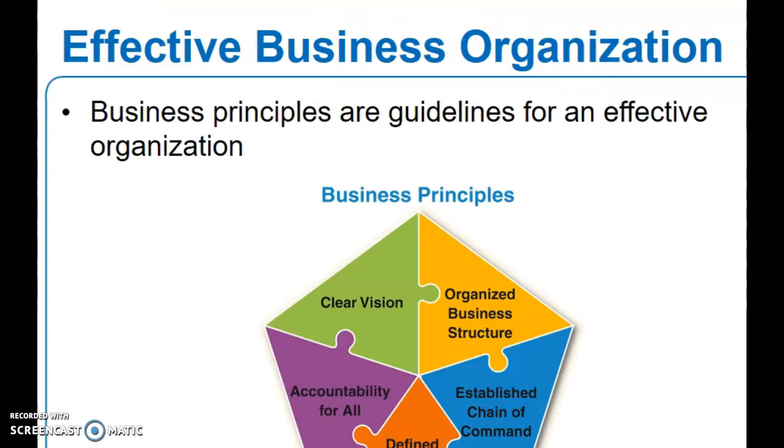So, effective businesses establish guidelines for their organization. These guidelines are sometimes called principles. In general, the principles include vision, structure of the business, chain of command, role of employees, and accountability, as you see on your chart here. Many of these principles are determined in the business plan when an organization begins. However, business principles are evolving guidelines that develop and expand a business as a business matures.